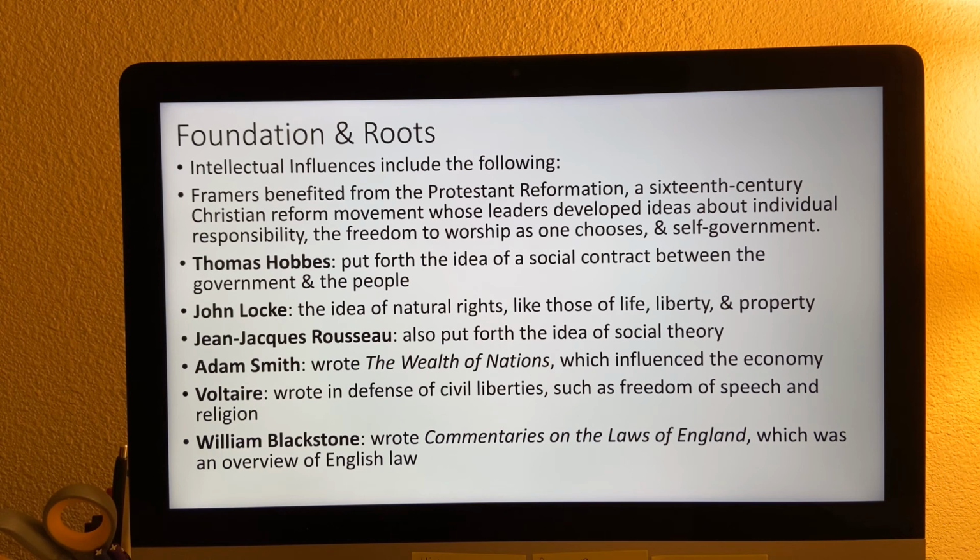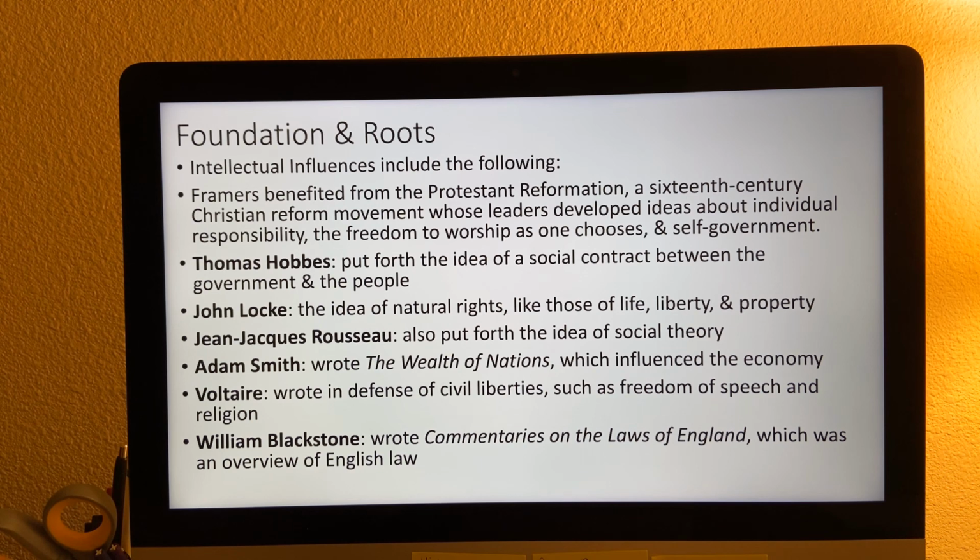In addition, you have Thomas Hobbes. We've talked about him before and about his ideas about social contract theory. We've also talked about John Locke, his ideas about social theory, as well as the idea of natural rights, which we will see as we move on into other lessons. You also have Rousseau, who also discusses social theory. And then you have Adam Smith.